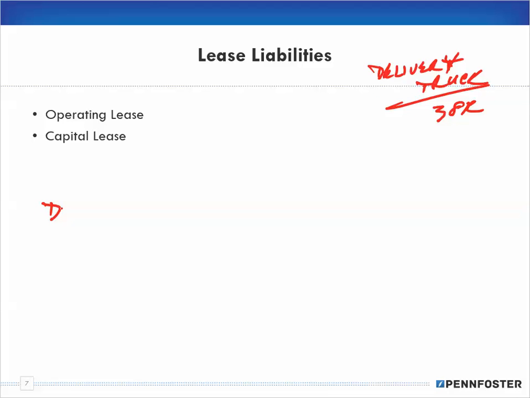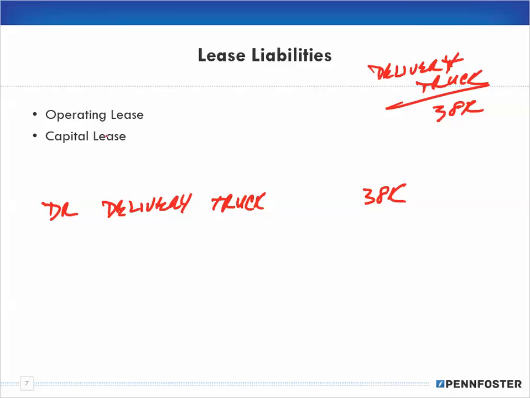All right. So I'm going to debit the delivery truck. If it was a car, automobile, whatever it is, it's the asset. It's named the same way as if we were purchasing that asset for cash. And so we book it for 38,000.